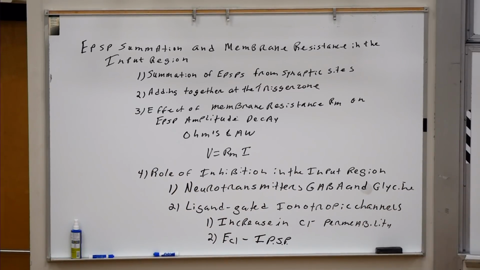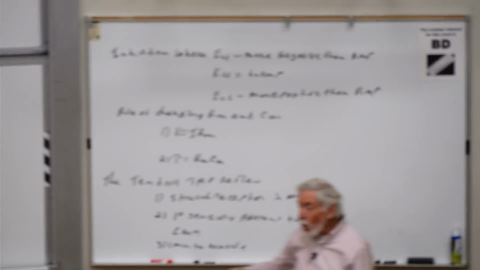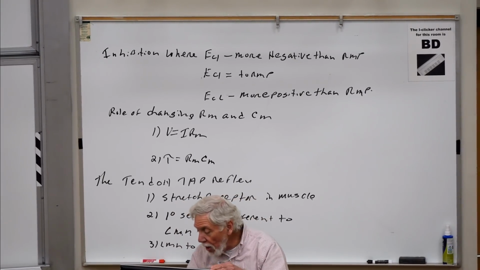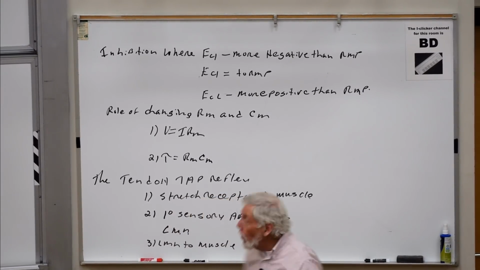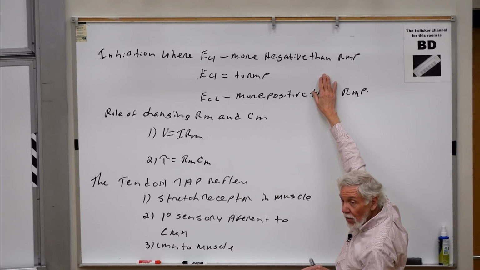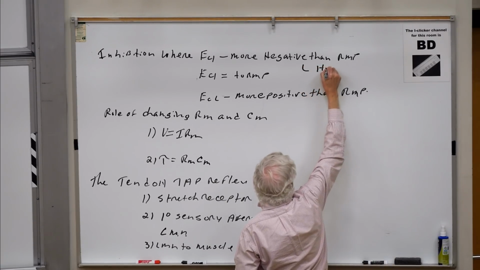Now, the equilibrium potential for chloride, in many cases, will be more negative than the resting membrane potential. So what that will do is drive the resting membrane potential toward the equilibrium potential for chloride. It will make the resting membrane potential more negative. This is going to be a so-called hyperpolarization.